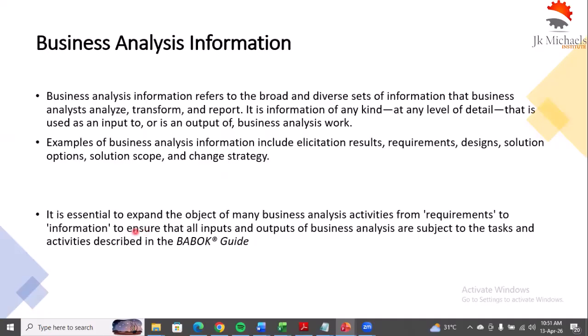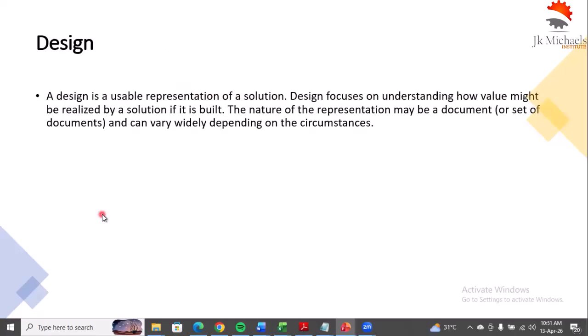So yes, it should include all. We change it from requirements to information so that all the inputs and outputs of business analysis can be properly classed as business analysis information. We don't just call this requirements, but we want to use a wider coverage, which is business analysis information. And then we have design.